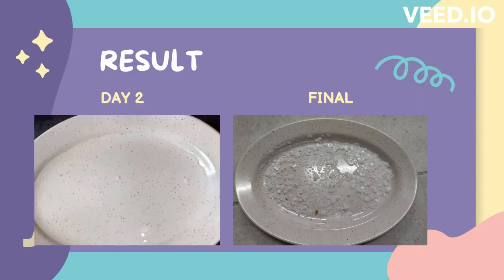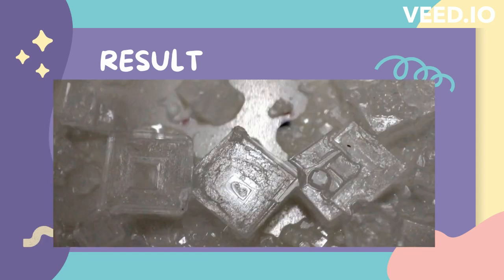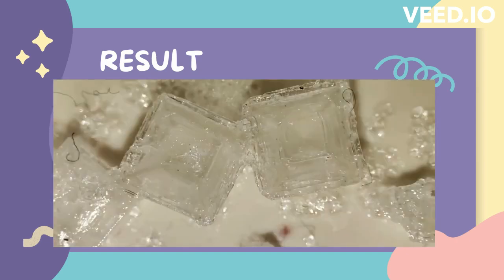So, this is the result for the crystal form. On day 2, we can see only 2 crystals are formed and a lot of water still remains. On the final day, we can see a lot of crystals are formed and all the water has already evaporated. As we can see in this result, the crystal is formed in the cubic shape. There is also a pattern on the crystal.